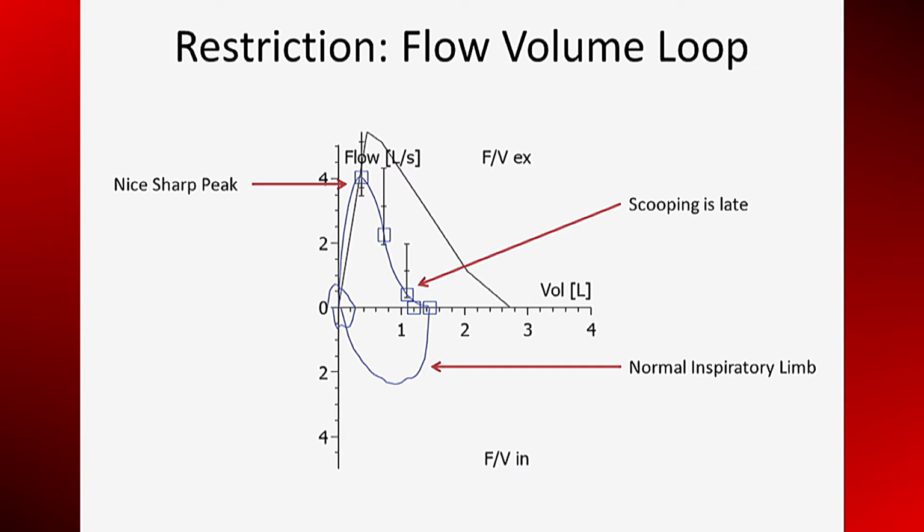The shape of the inspiratory limb is normal with peak flow in the middle of the rounded hull. There is good closure of the loop, indicating absence of leak or biases in flow measurement.